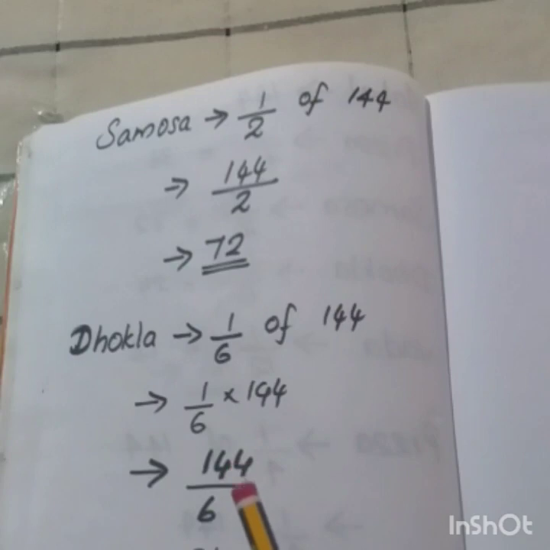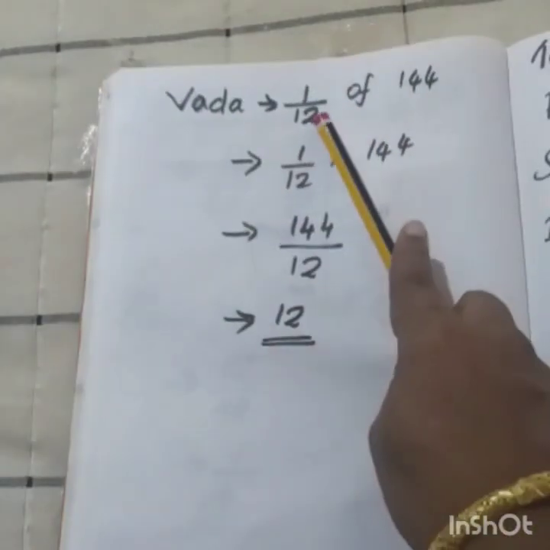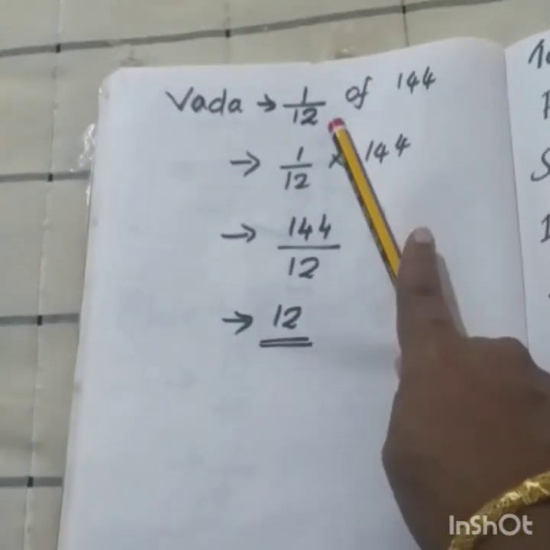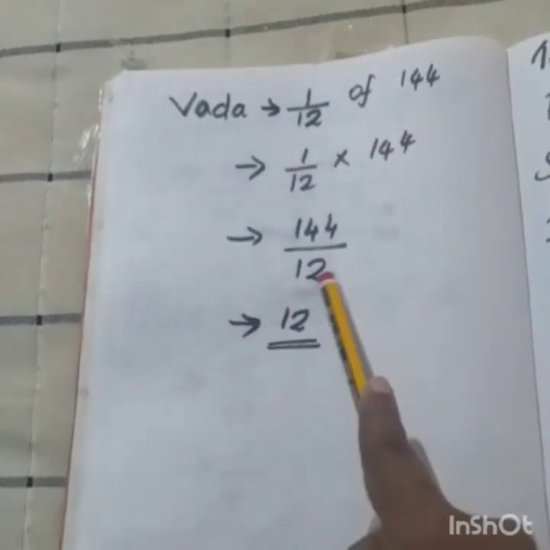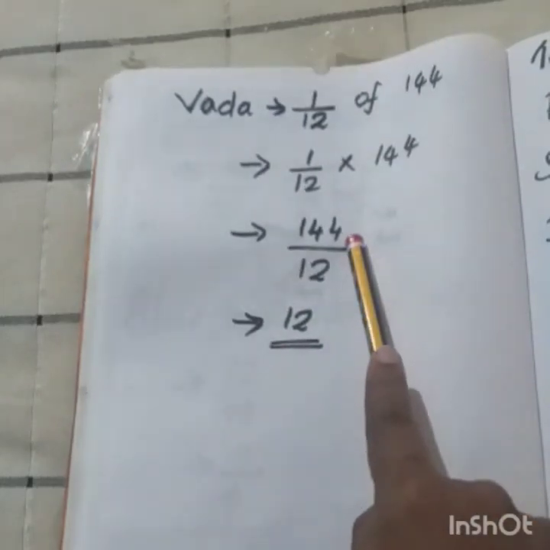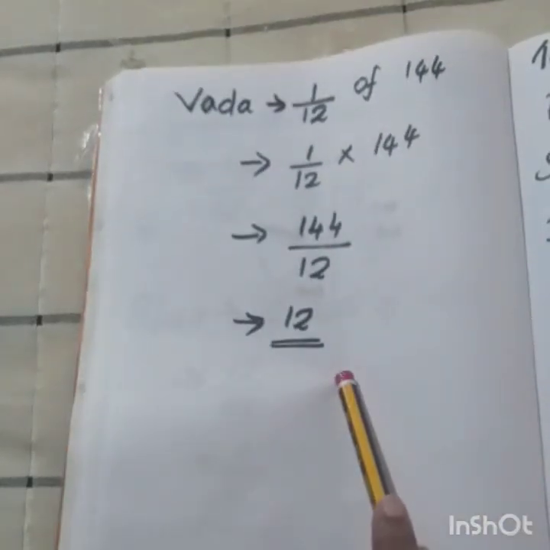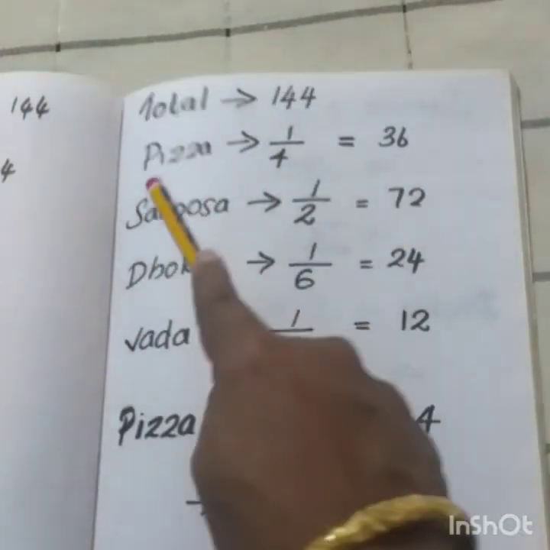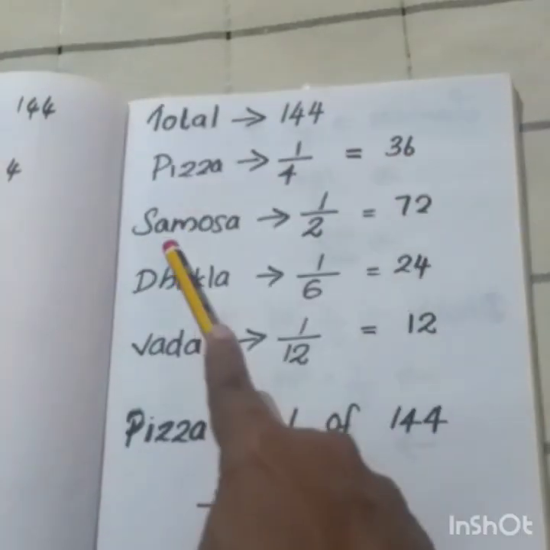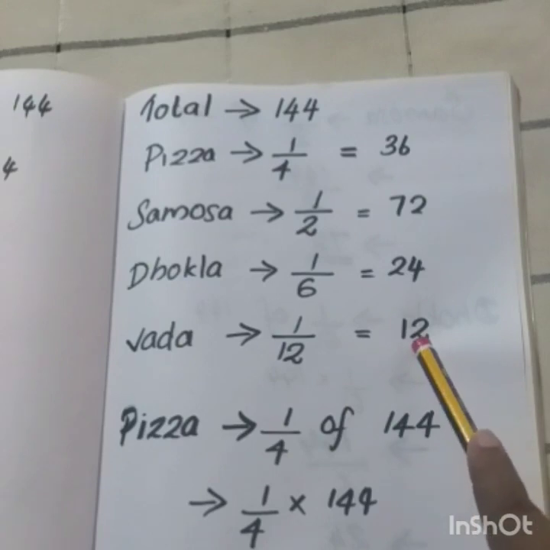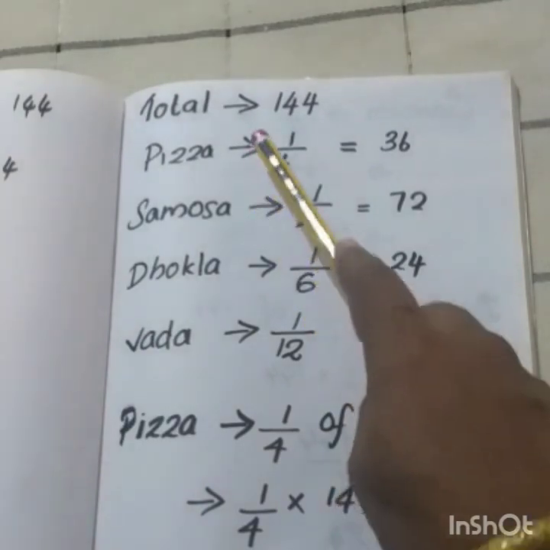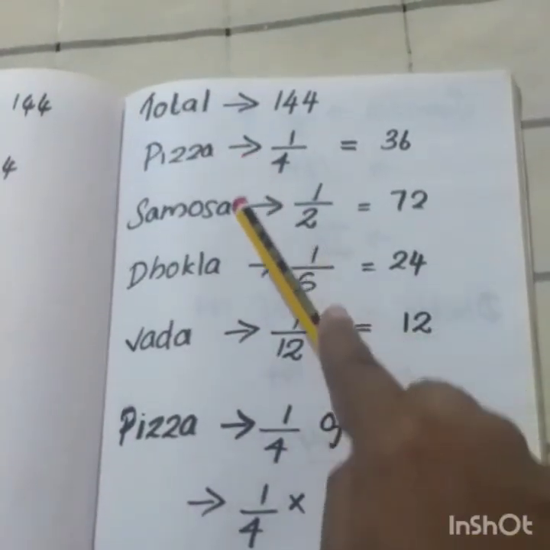Now the last item is vada. Vada is preferred by 1 by 12 of the total people surveyed. That is 1 by 12 of 144. So 144 divided by 12, you will get 12. 12 into 12 is 144. So we got the number of people preferring different food items. Pizza is preferred by 36 people, samosa 72, dokla 24 and vada 12. Now this was the first question. We have to find out the number of people who like different snacks. That is, we found the individual number for each food item.